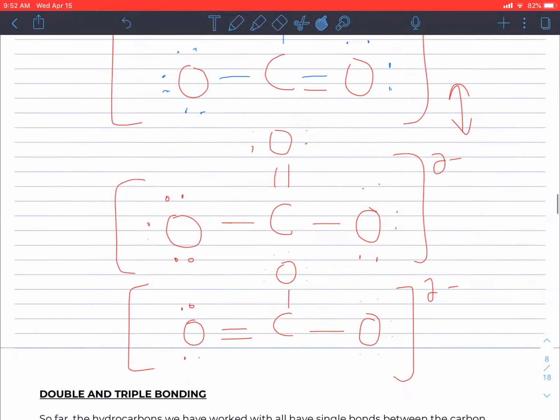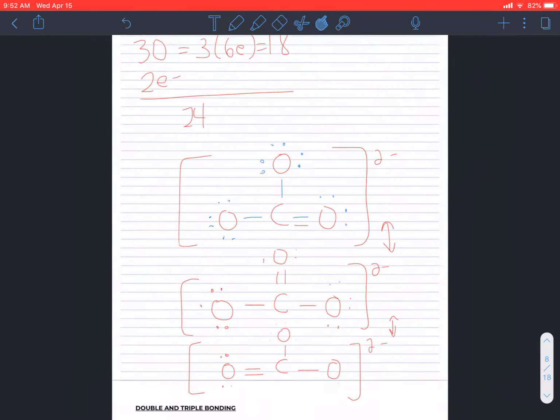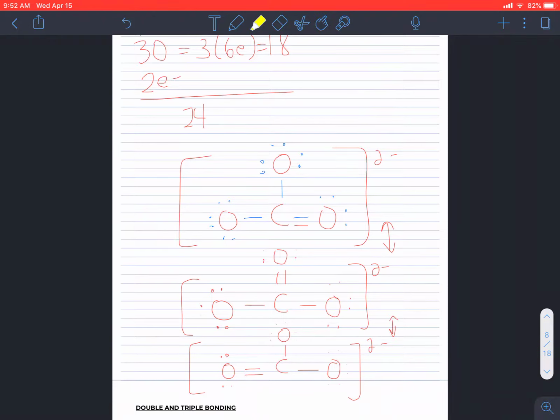But since I kind of squished all my work, I'm going to write to the side. And so what you have here is 3 possible structures showing the double bond at a different point. Okay, and what this represents is that the electrons actually bounce between the 3 oxygens equally, and all of them have equal bond lengths. Okay, so we're going to stop the video here.